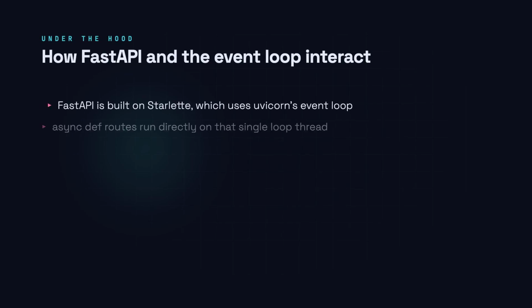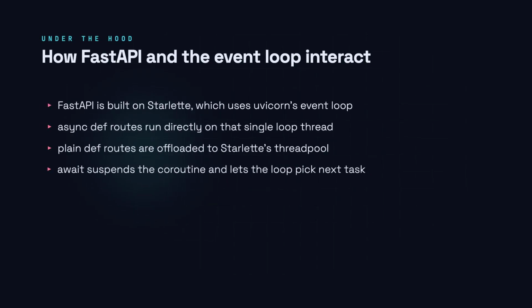FastAPI sits on top of Starlette, which runs inside Uvicorn's asyncio event loop, a single thread that handles all concurrent requests by switching between them at every await point. When you write async def and use await, the event loop can juggle hundreds of requests with minimal overhead. But a blocking call has no await. It simply runs to completion on that one thread, and nothing else can proceed until it is done. FastAPI's automatic thread pool for plain def routes is the framework's own defense against this exact problem.